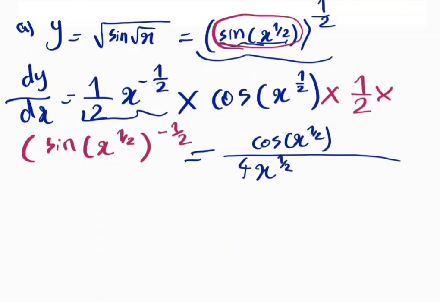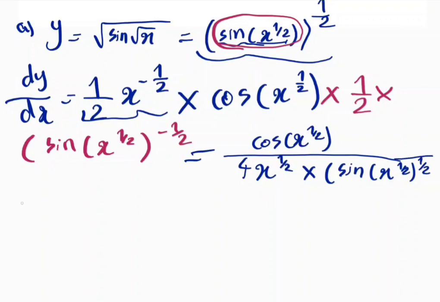So we have 4x to the power of a half, and the last term is this. And again, the power is negative, so we can write this in the denominator, and the power changes to positive, which is going to be sine of x to the half, to the power of a half again.